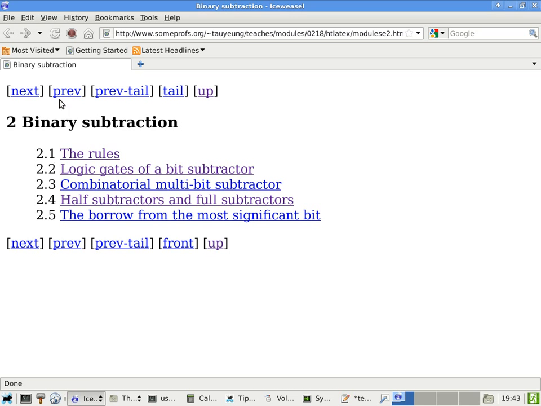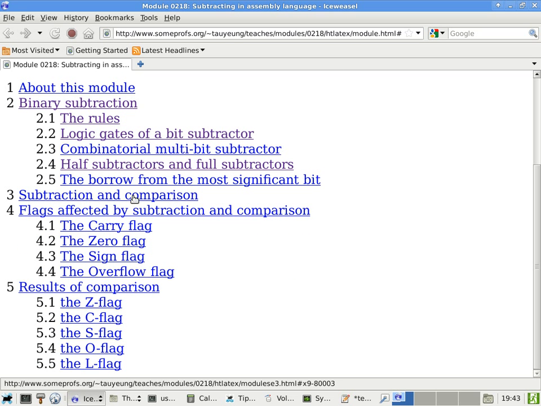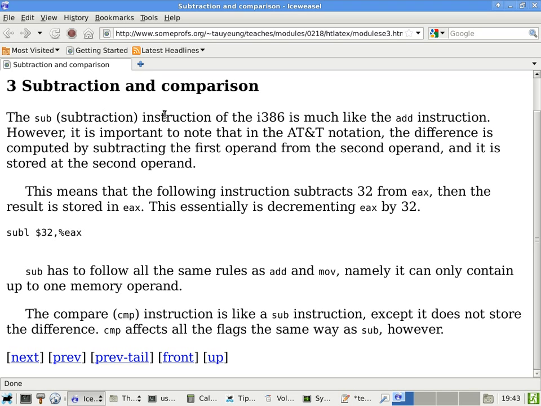Okay. So now we are done with binary subtraction, and we are moving on to subtraction and comparison, which is a really easy slide. The subtraction instruction of the i386 is much like the add instruction. In other words, if you know how to use the add instruction, and by now you should, you already know how to use the subtraction instruction. The only difference is the subtraction instruction is a little bit counterintuitive, because if you look at this instruction here, the first operand is subtracted from the second operand, and the result is stored in the second operand. In other words, we still keep the same terminology. The first operand in this case is an immediate operand with a value of 32. It is still called the source operand. The second operand, EAX, is still called the destination operand.